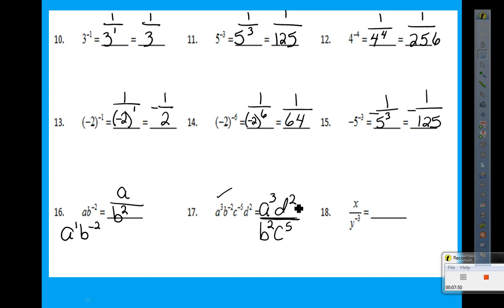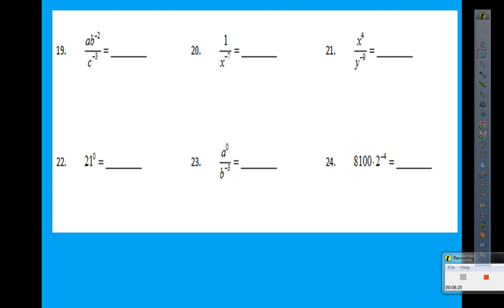Number 18, x is to the first power, so you're not going to move it out of the numerator. This y to the negative third, though, to get rid of that negative exponent, I'm going to bring it up. So here's my answer, x to the first, y to the third. Boom, there's my answer. So on negative exponents, just move them opposite wherever they are.